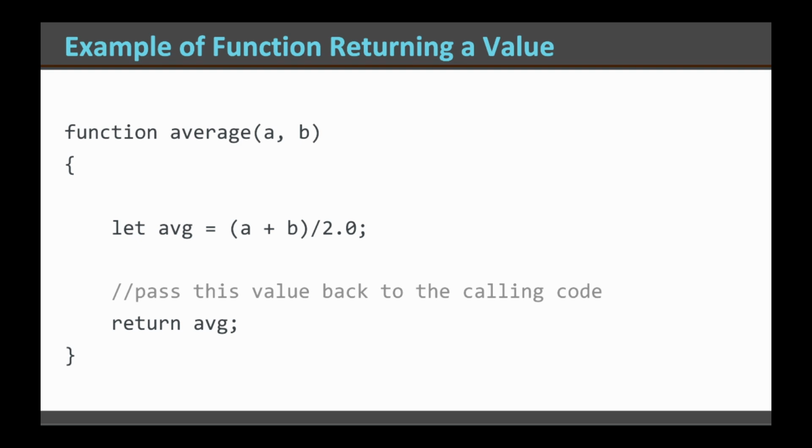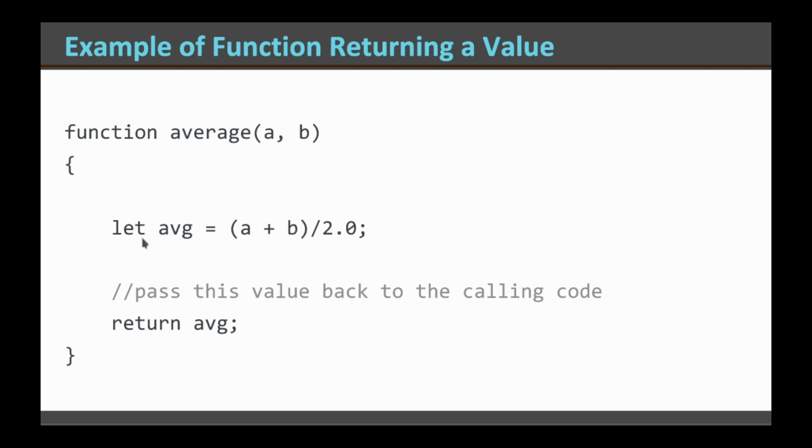Now here's a look at a function, and this has something we didn't actually use in lab. This function returns a value. Here we have average. We define the function, so the function keyword. The name of the function is average. It takes two arguments, a and b. Then we go to the body of the function.